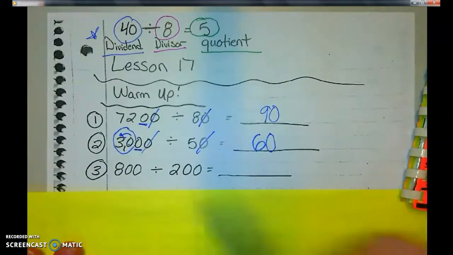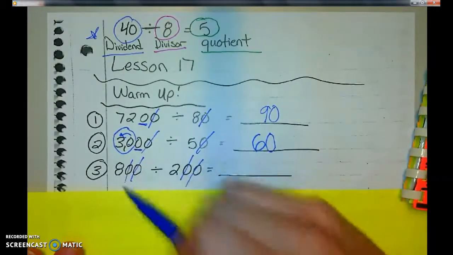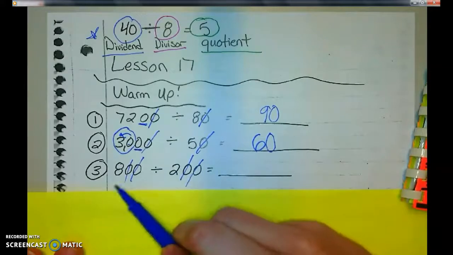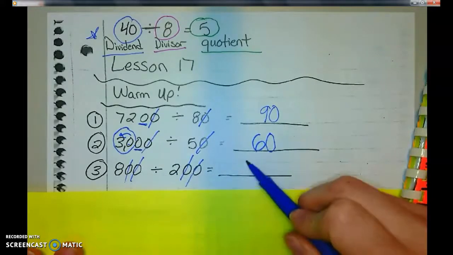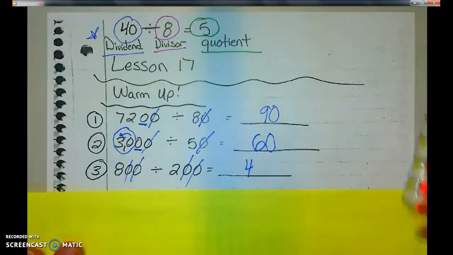Okay. Looking down at number 3, I'm going to cross out the zeros that they share. 8 divided by 2, well, I know 8 divided by 2 is going to give me 4, and there are no zeros that are shared there. So that is our warm-up, okay, guys?